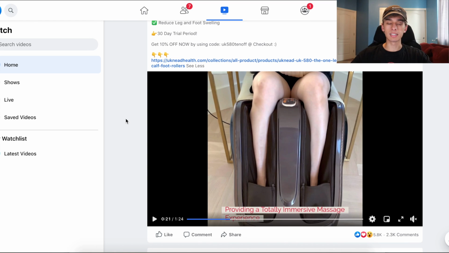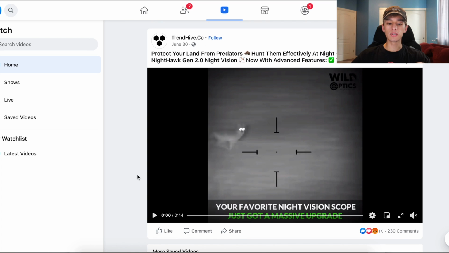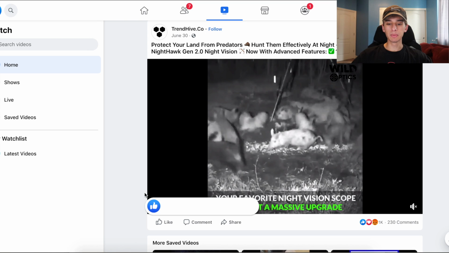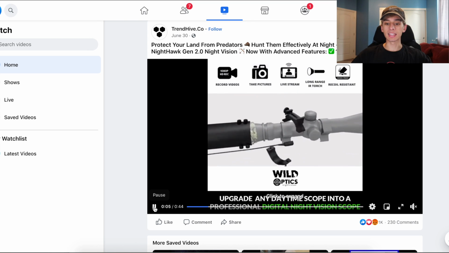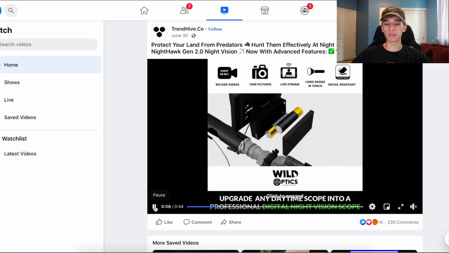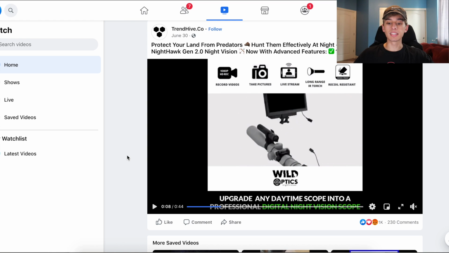Now we'll get into targeting in a second. I'm just going to briefly go over these products. The second one is this night vision scope for a rifle. Now this is for, I believe, people who have animals in their backyard, people who have a lot of land at their house and need to take care of certain animals that are maybe getting into their herd of animals or something. I don't really know.